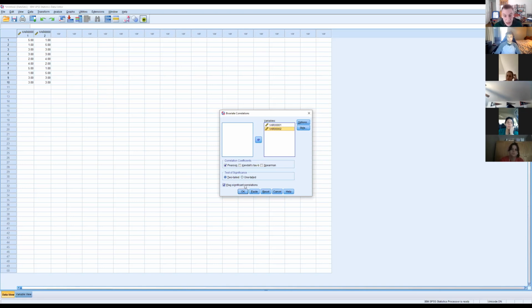Two-tail test is the most common type of significance test that's done in statistics because it's considered to be the more conservative, safer test. All right, so go ahead and hit OK. Let me go ahead and stop sharing for a second, then go to the output.